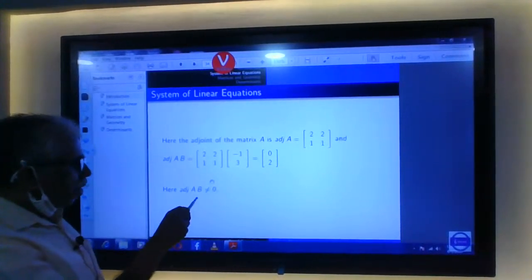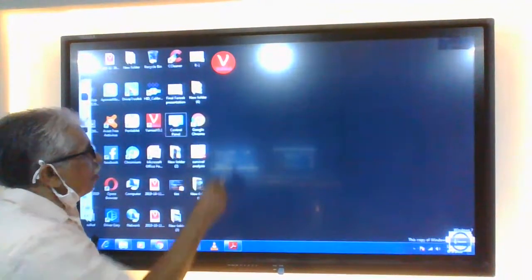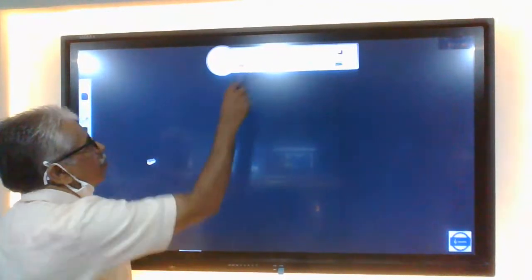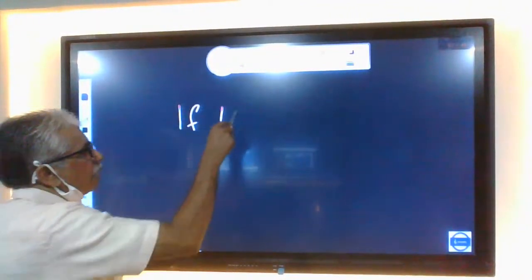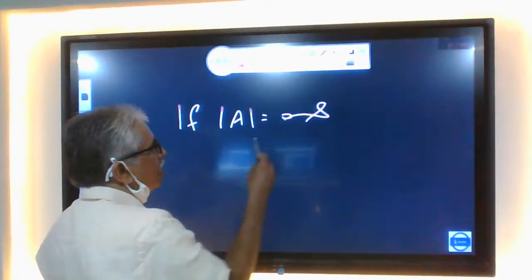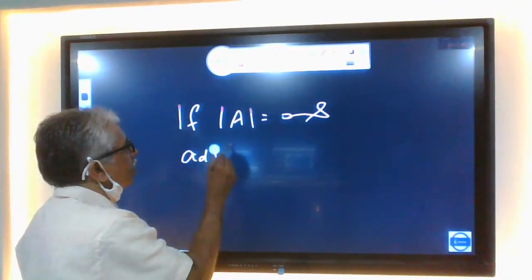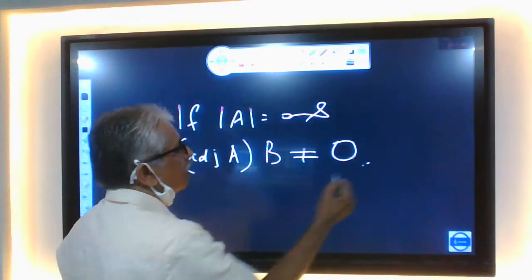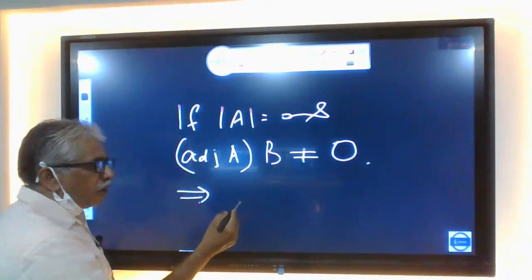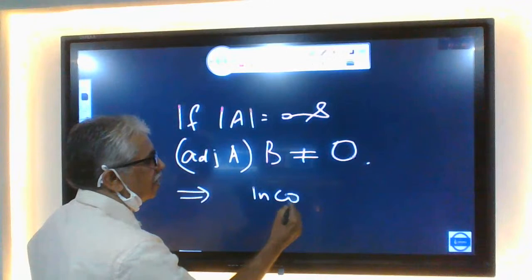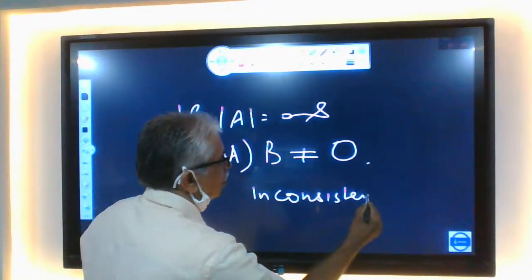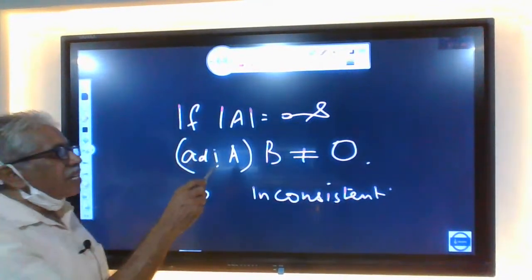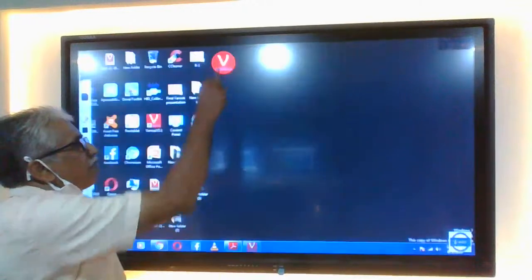So if determinant A equals 0 and adjoint A into B is not equal to the 0 matrix, that means the non-homogeneous system is inconsistent. The non-homogeneous system is inconsistent if these two conditions are satisfied.